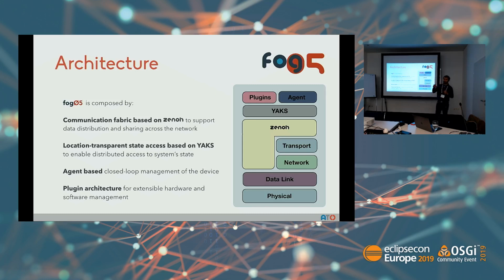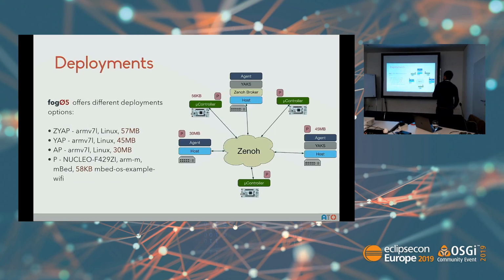Okay, the agent at the end is a closed loop management for the node, and the plugin just provides the extensible hardware and software architecture. Well, I said before that in order to have a device be part of the FogOS system, you need an agent or a plugin running on it. Indeed, there are different deployment options for FogOS, with the Zenoh broker, and then there is the YAX agent and plugin. And so, in the biggest deployment you can have, you have something like this, which I think is good. It's not using that much memory footprint nor CPU footprint.